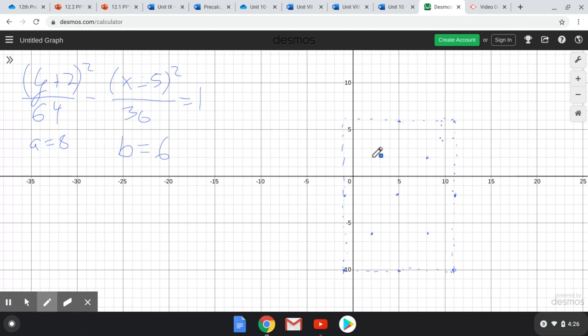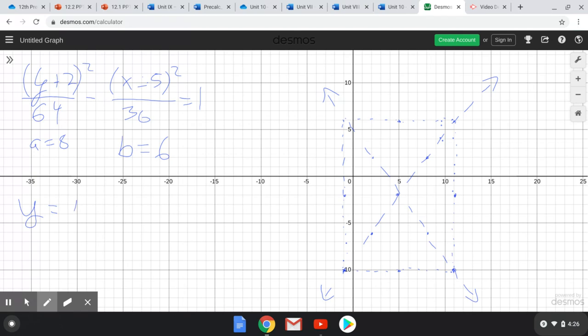So, and then we can plot our asymptotes. So they're going to go through like that. So we have our asymptotes. And now, real quick, I'm just going to write the equations for the asymptotes so we can see it.